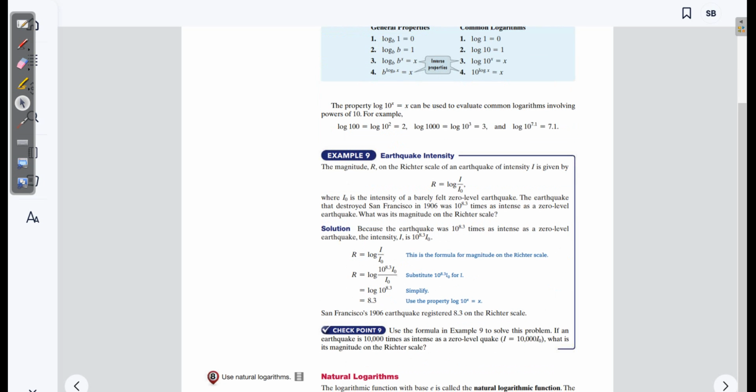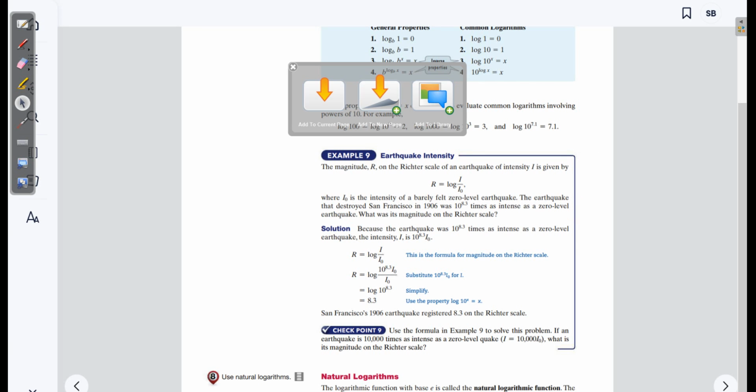This is another plug and chug problem, but we'll go ahead and just do it like this. So the magnitude R on the Richter scale of an earthquake of intensity I is given by R is equal to log of I over I sub 0. Now I sub 0 is I naught, which is the initial intensity.